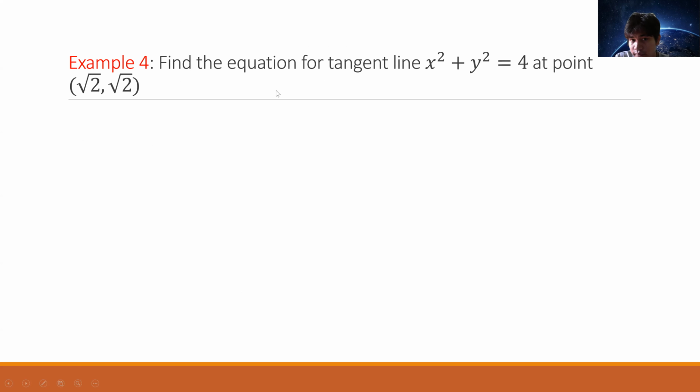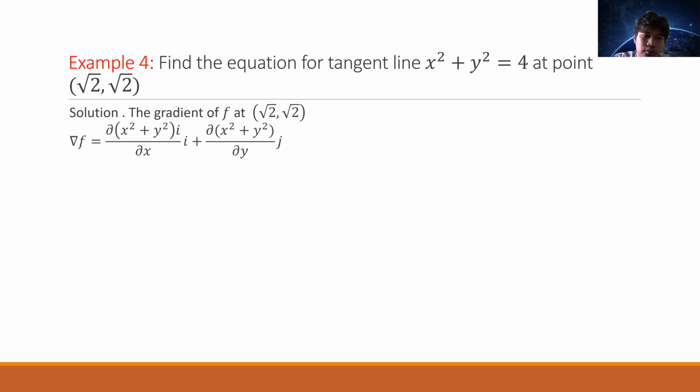Example number 4: find the equation of the tangent line to x squared plus y squared equals 4 at the point square root of 2, square root of 2. This is the so-called equation, and the gradient at the point square root of 2, square root of 2 is the gradient vector, equal to the partial derivative of f with respect to x i plus the partial derivative of f with respect to y j.